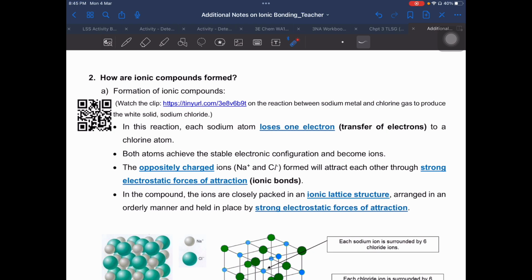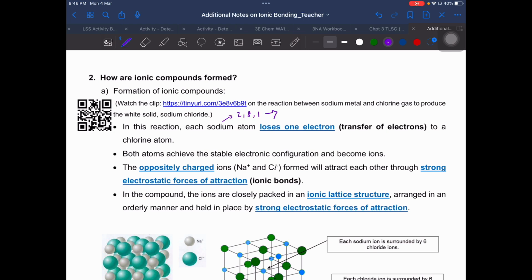In the formation of an ionic compound, each sodium atom loses one electron to a chlorine atom. Now, let's link back to what we learned in the previous page. Sodium atom was 2,8,1, right?